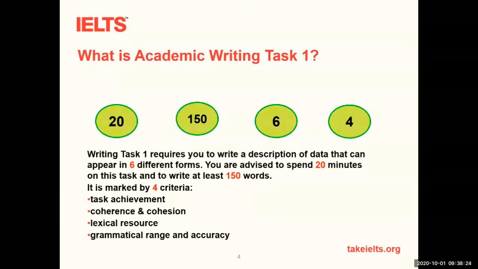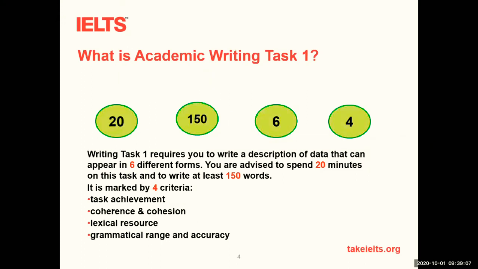So writing task 1 requires you to write a description of data that can appear in 6 different forms. They advise you to spend about 20 minutes on this task, which leaves you 40 minutes for task 2, and you should write at least 150 words, so a minimum of 150 words. And as some of you pointed out, it's marked by 4 criteria: task achievement, coherence and cohesion, lexical resource, and grammatical range and accuracy. And obviously, as this is a grammar session for writing task 1, we'll be looking particularly at grammar, range and accuracy, but also coherence and cohesion.